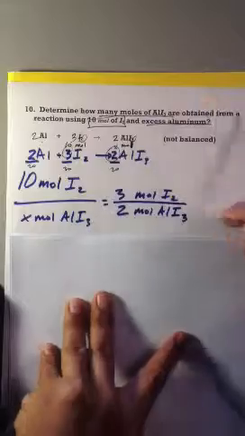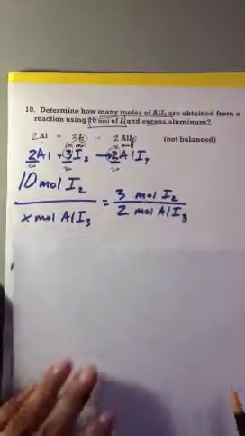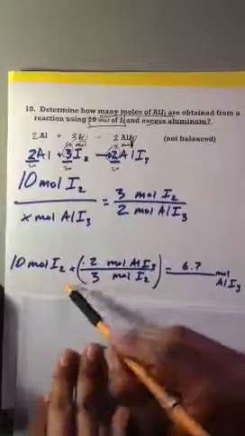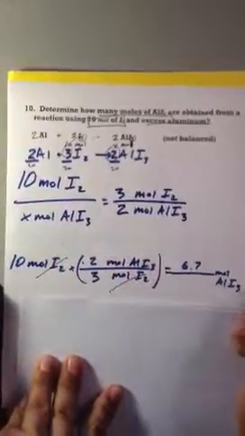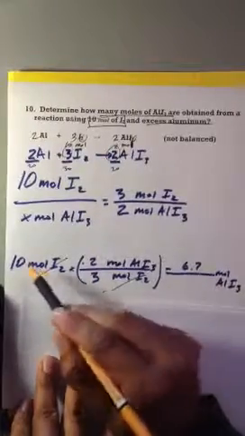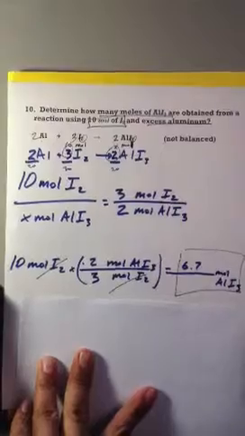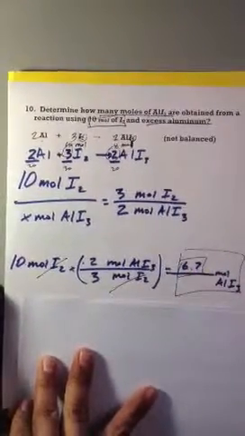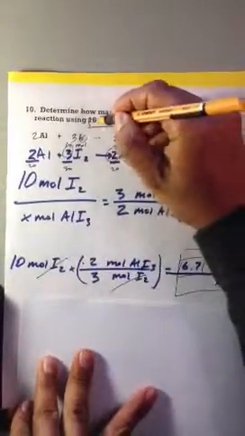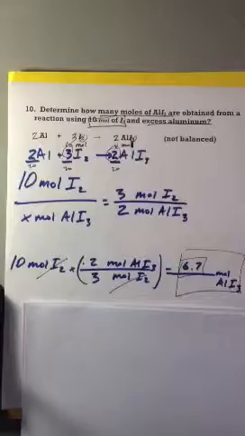So what is about 2/3 of 10? That's about 6.6. But let's do the math just to see. This times this divided by this. This is a straight up conversion factor. Look how moles of iodine cancel. That's how you know you did it right. 10 times 2 divided by 3 is about 6.7 moles of AlI3. Remember, it's 2 significant digits. I'm just assuming that this is 2 significant digits. Usually it's 2 to 3. And that's what it is.